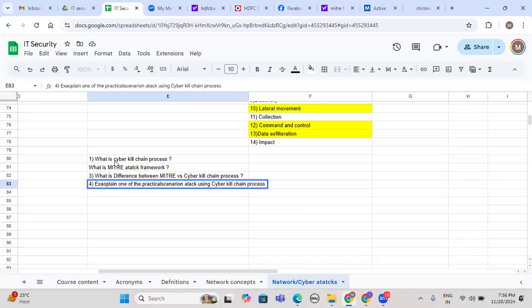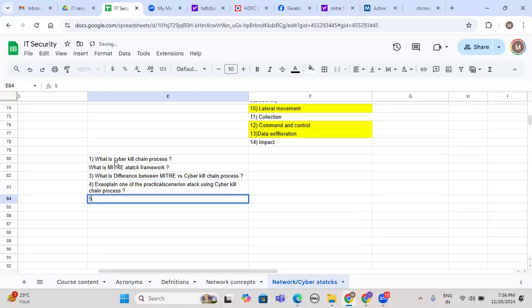For example, I took a malware example. Fifth, how are you utilizing the Mitre attack framework in your organization? So these 5 questions, maybe we can expect in any one of the interviews, for each and every interview, sorry.